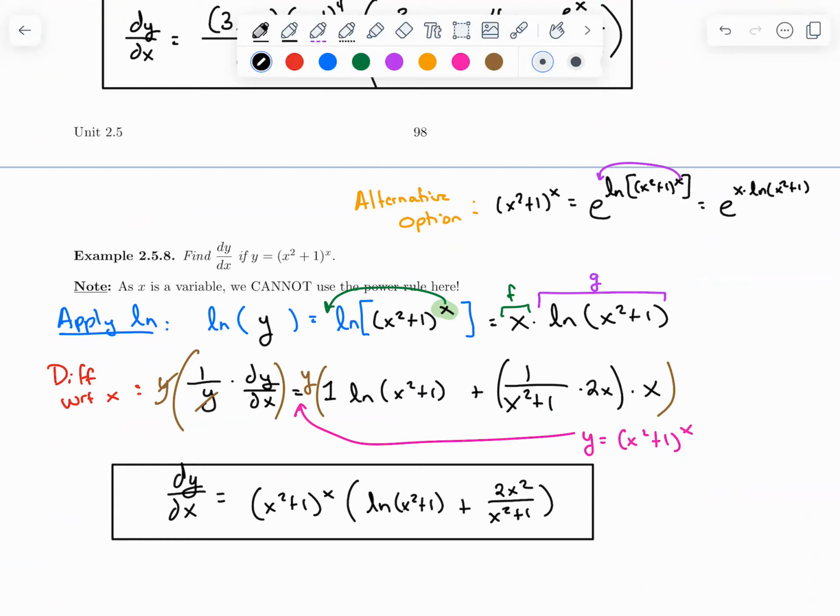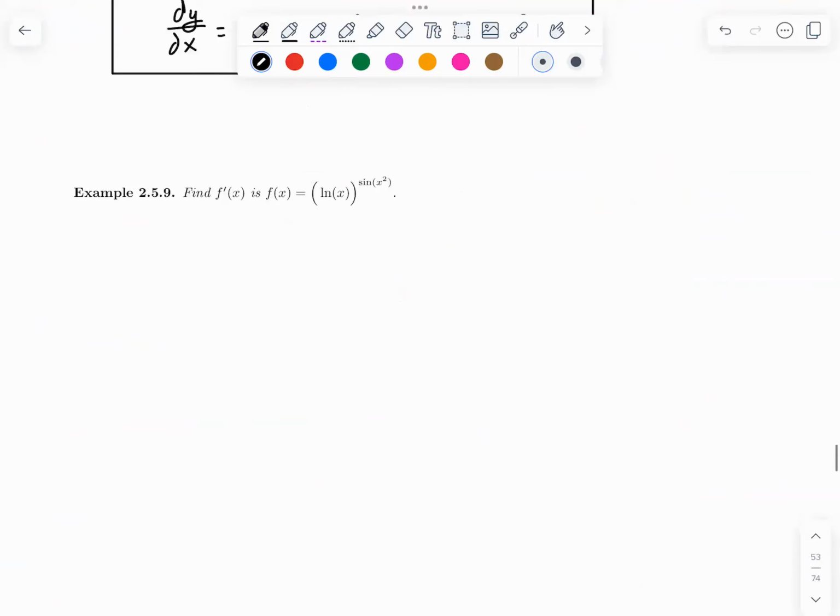So let's do it again as another practice. This time f of x is equal to the natural log of x to the sine of x squared. Let's add a little bit extra spice to it. And so we're going to write this as y just to make things easier and apply ln. And just like with the d/dx on each side of an implicit differentiation, you don't need to write this step. You can just write it down. It's just for our notes.